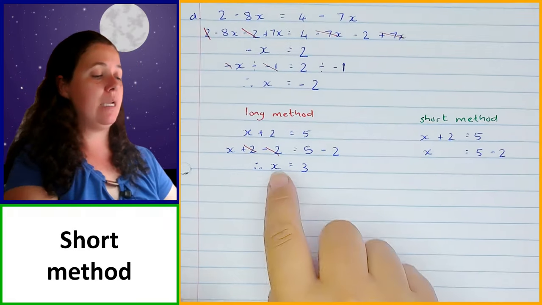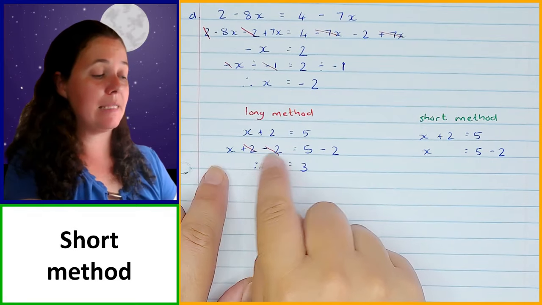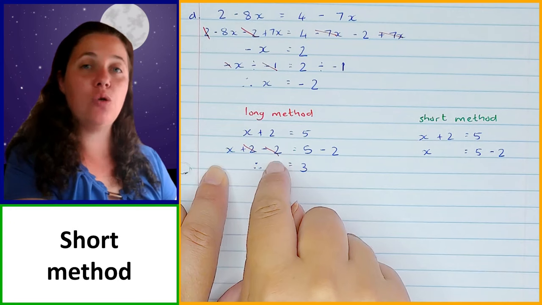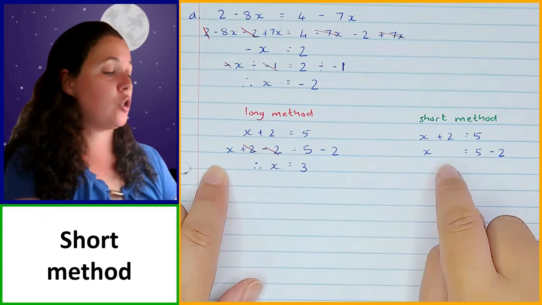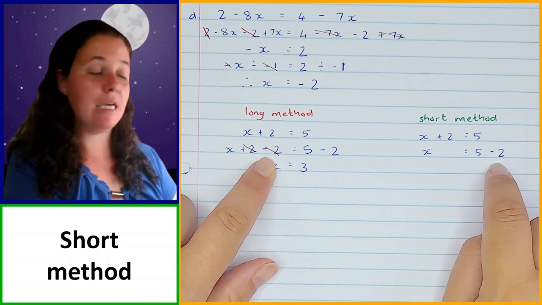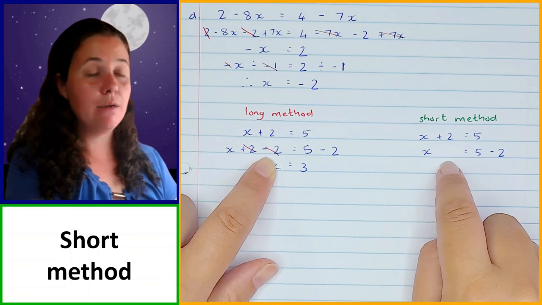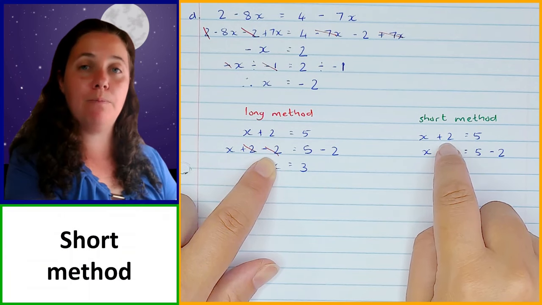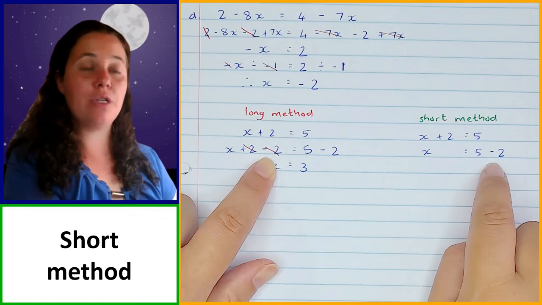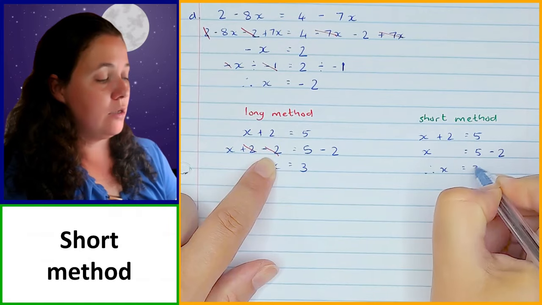So all I'm doing is, it's exactly the same thing that I had over here, but I'm not writing that, because I know that the positive 2 and the negative 2 cancel each other out. So all I'm going to end up doing is writing the minus 2 on this side, because I would have written it here, but I didn't need to because it cancelled with that plus 2 over there. Okay, so I just write the minus 2 on this side over here. And then I can simplify. I can say, therefore, x equals 3.